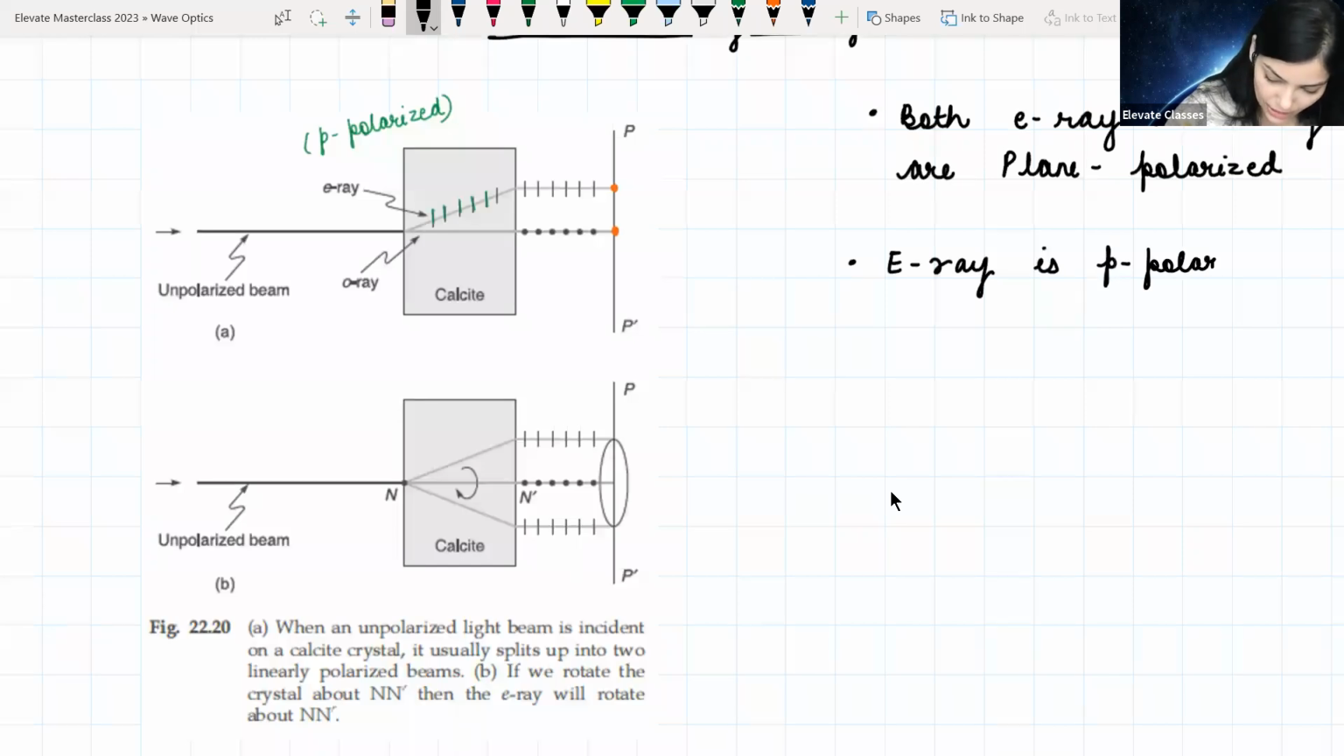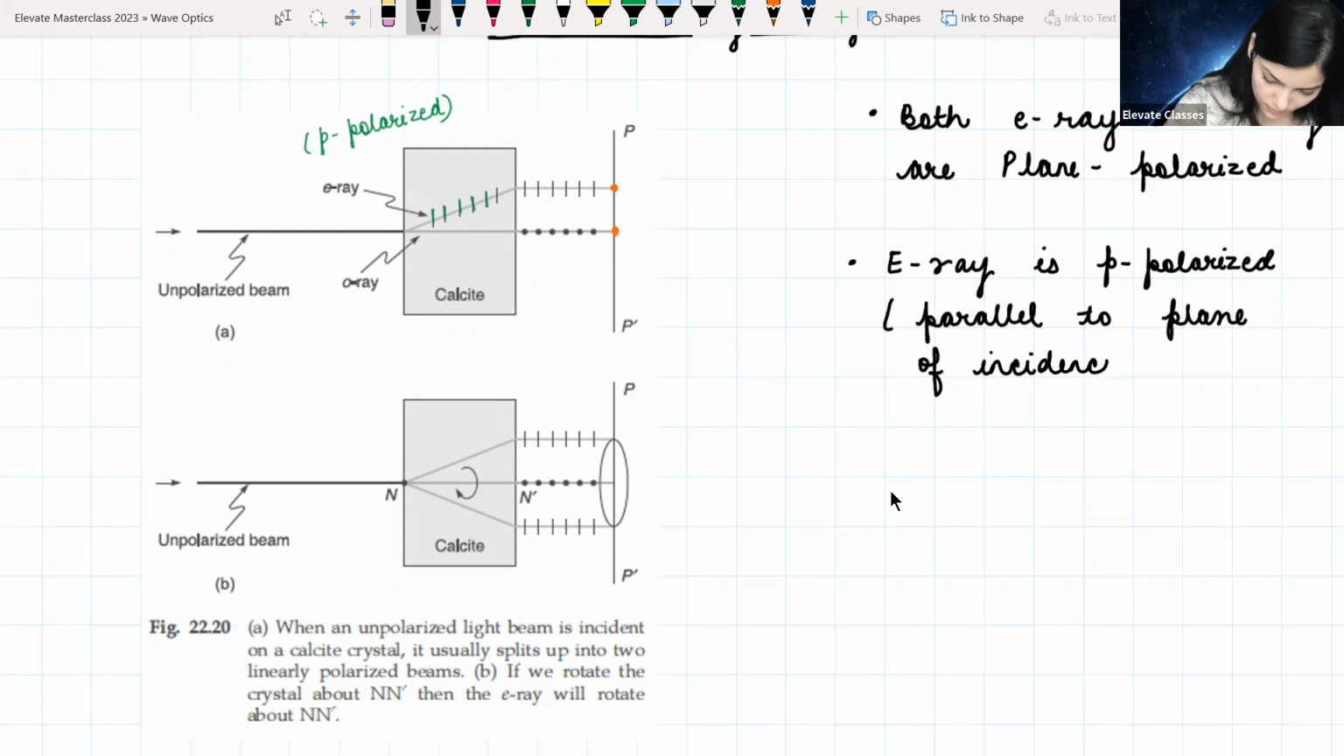So what do I mean by P polarized is that the electric field vibrations of this E ray are parallel to the plane of incidence. So P polarized means that parallel to plane of incidence. So if this is my calcite crystal, if my hand is my calcite crystal, so P polarized would mean that the electric field is oscillating like this in the plane of my hand, okay?